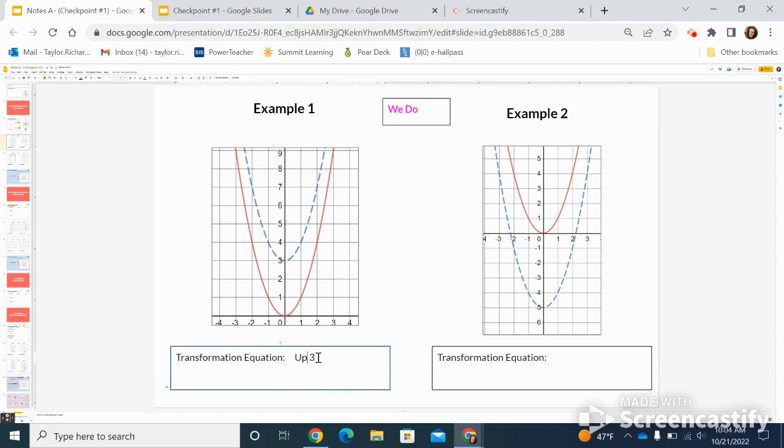So I can even put that in this box to start, that I'm going up 3. But then I want you to make an equation. What equation shows up 3? Well, remember, we always start with our parent function, which is y equals x squared. And then how you show up 3 is plus 3. So here's my equation that matches this transformation.